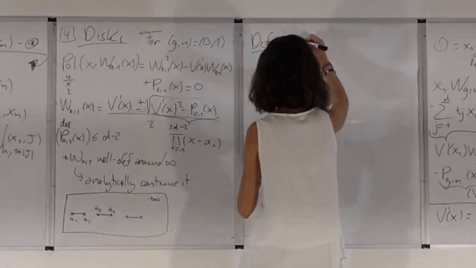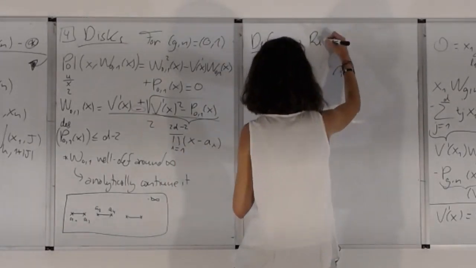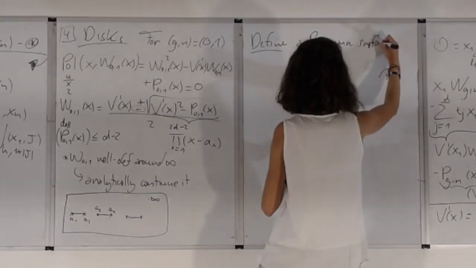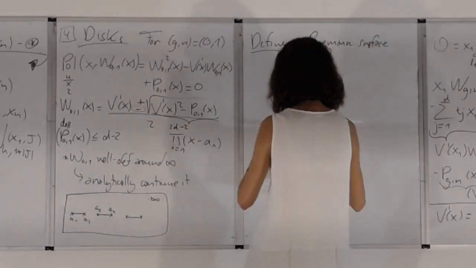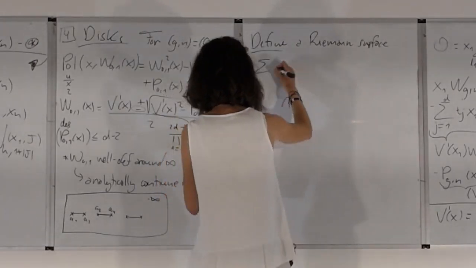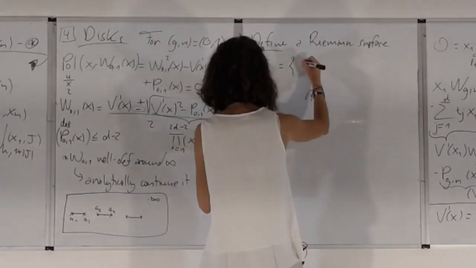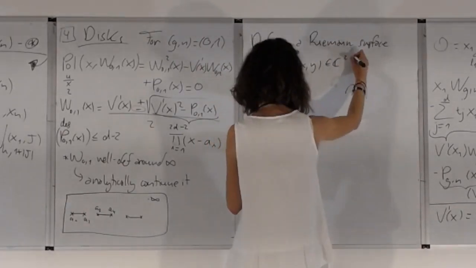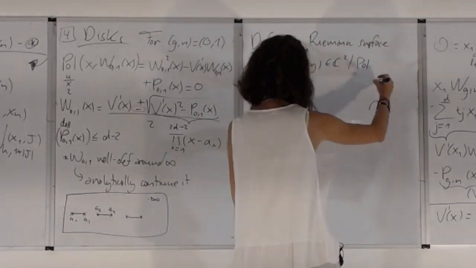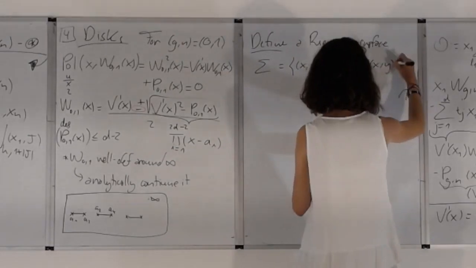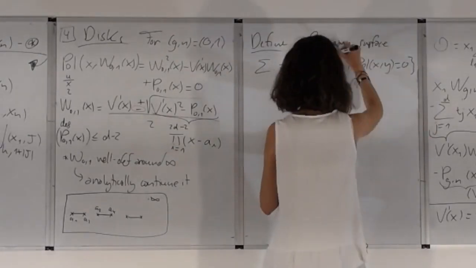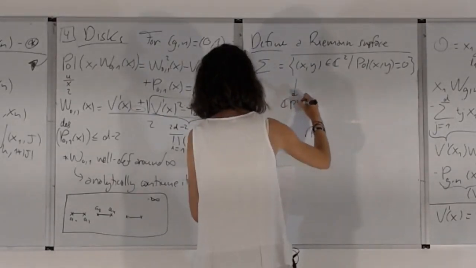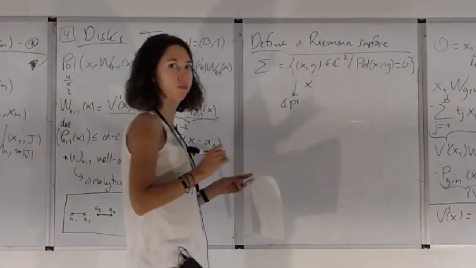We define a Riemann surface that will be a cover of that one, just as the zeros of our polynomial. Well, we may need to compactify it. This will be a cover of CP1, and this will be our X. Okay?